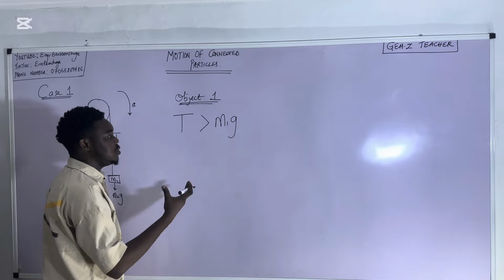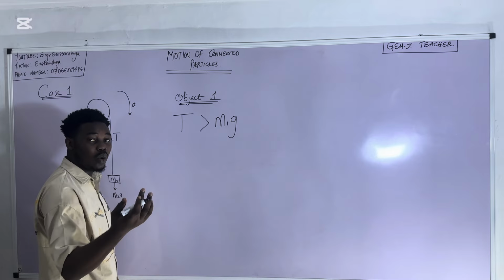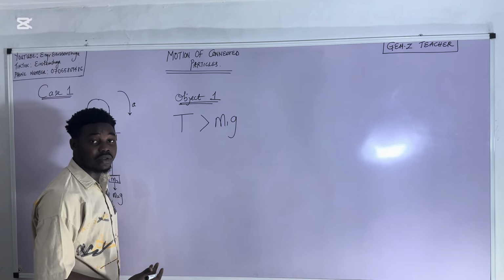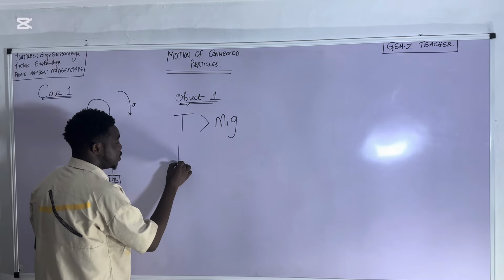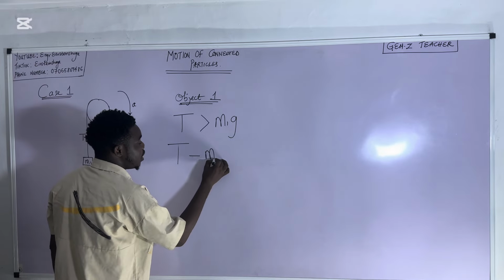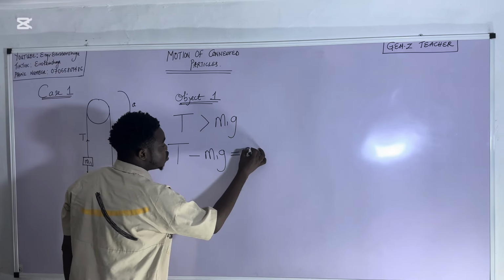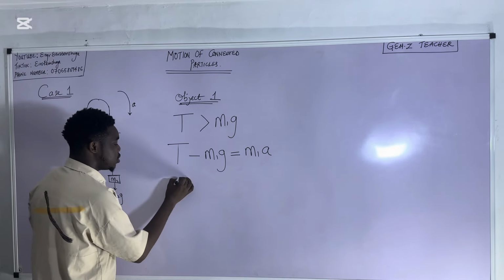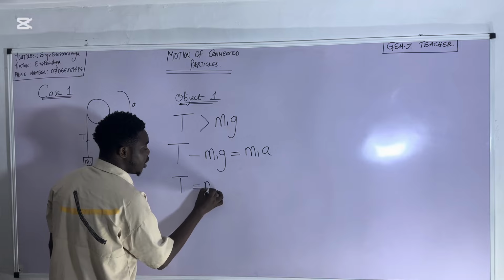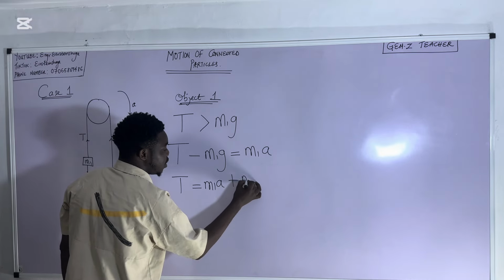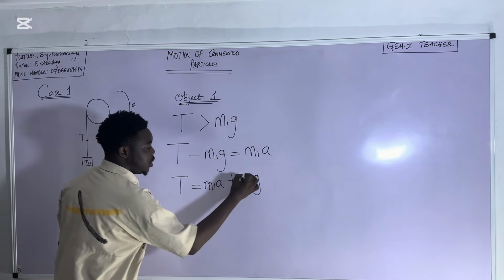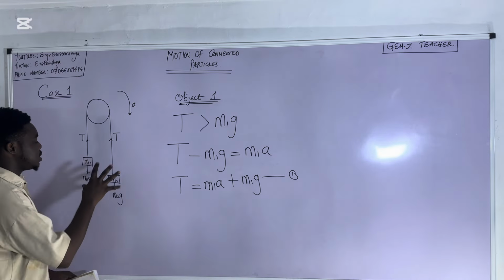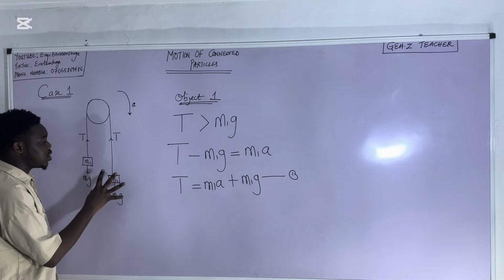Now, what do we do in physics when we see an expression like this in motion? When you take the difference, you're going to get the resultant force, which is ma. So we'll say the tension T minus m1g must be equal to m1a. Now, let's make T the subject of formula. The tension T becomes m1a plus m1g. Equation number 1.